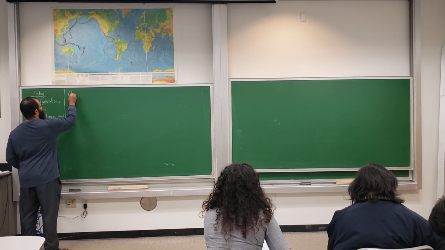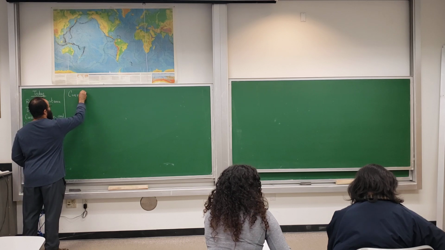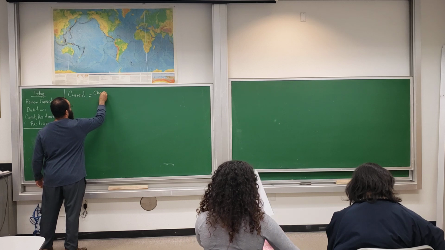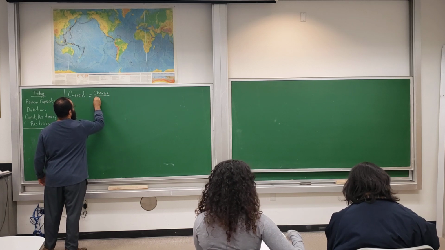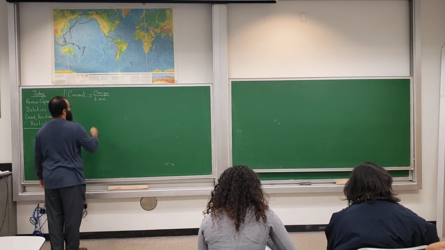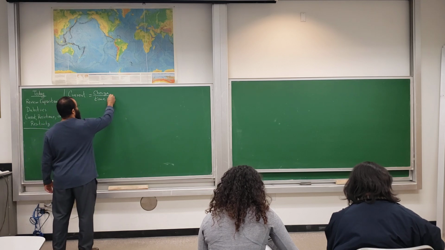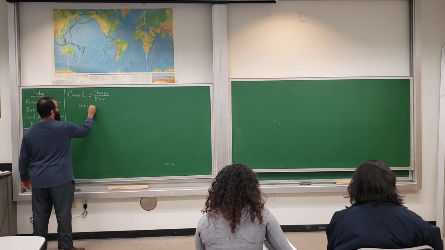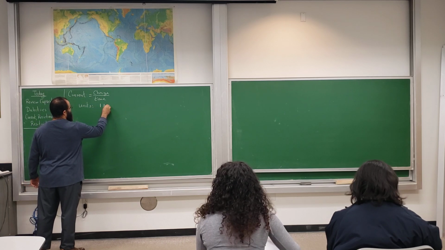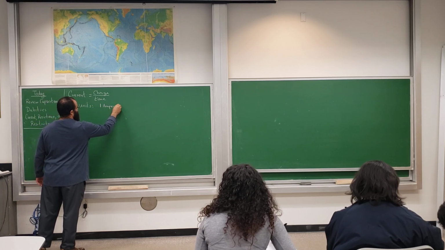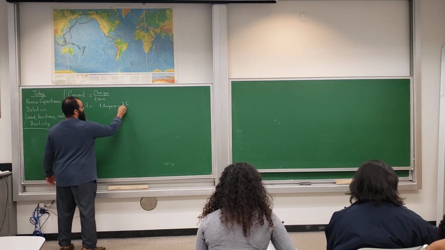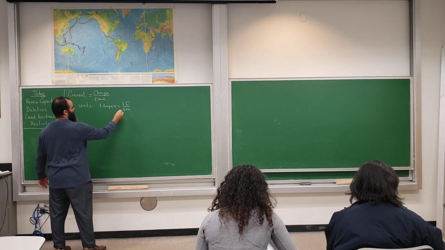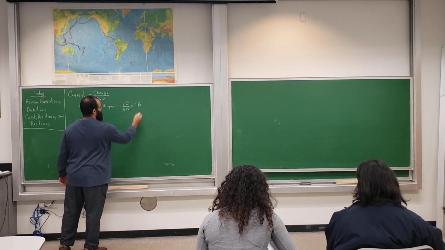So current is basically charge over time. The units would be amperes. 1 ampere is 1 coulomb per second, right? An ampere has the symbol A, so 1 A.